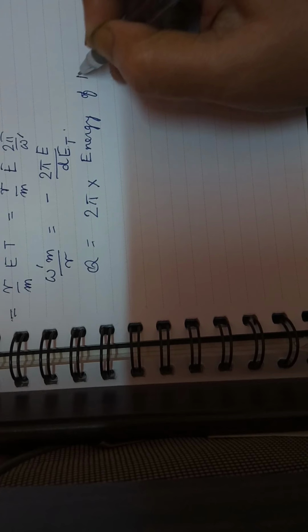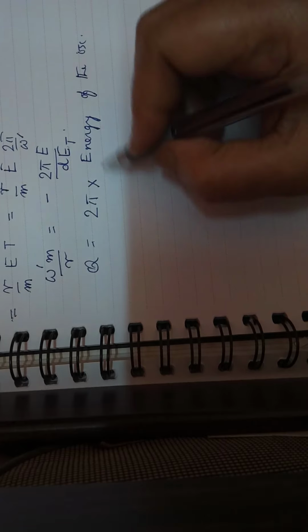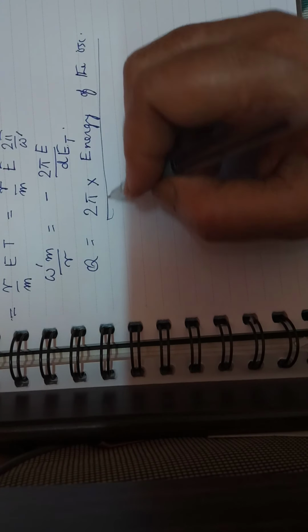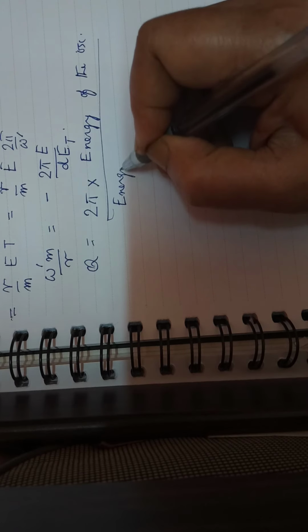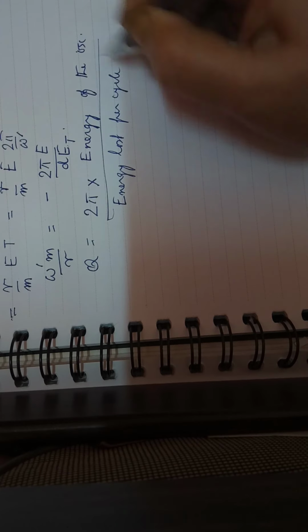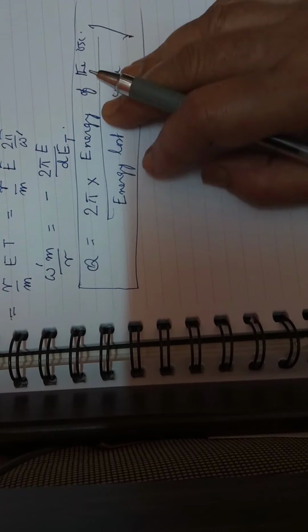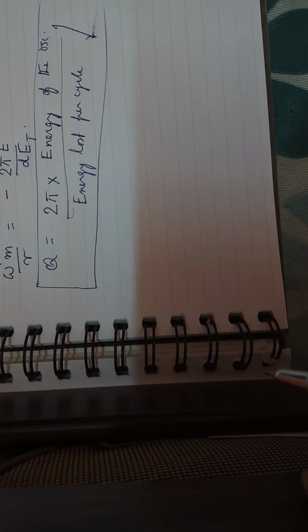Again, therefore, you define the quality factor Q as Q is equal to 2 pi times the energy of the oscillator divided by the energy lost per cycle. This is what is very important for you to know. But how you are getting it, just to get a feeling of how you are getting it, I have described all those things before. But you need to know that the quality factor is 2 pi times the energy of the oscillator divided by the energy loss per cycle.